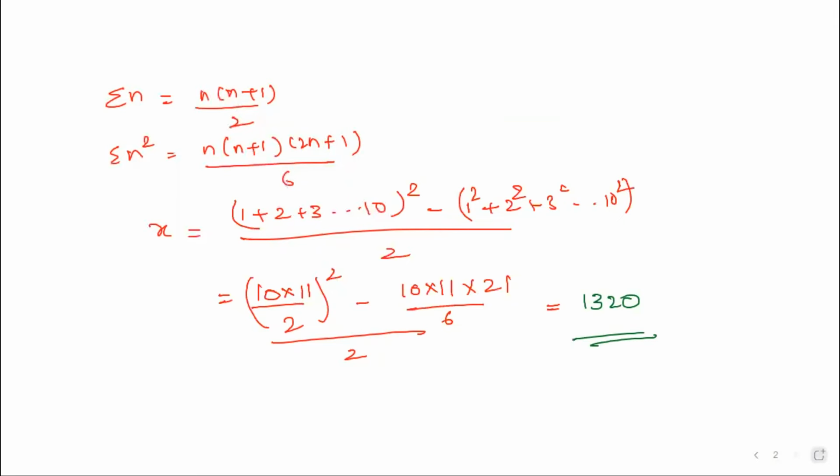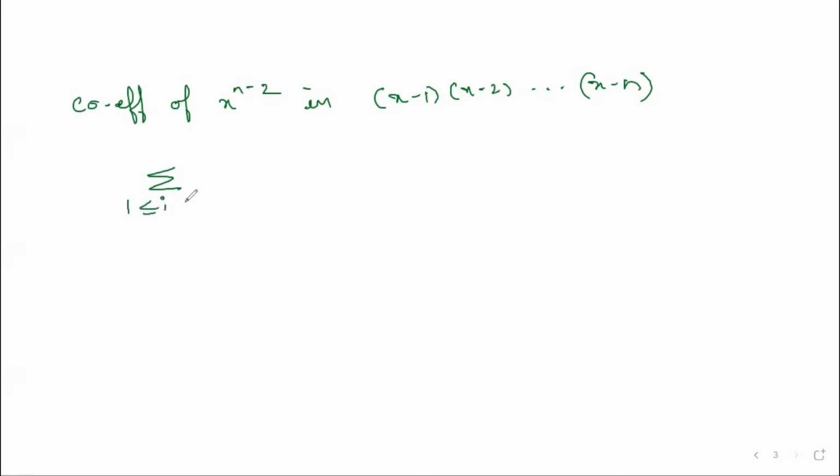So let's see the generalized way of doing the same thing. In case we wanted to find the coefficient of x to the power of n minus 2 in the product (x - 1)(x - 2) till (x - n), this is basically an nth degree polynomial. The required coefficient of x^(n-2) is nothing but sigma, 1 less than or equal to i less than j less than or equal to n, i into j. This is the coefficient of x to the power of n minus 2.